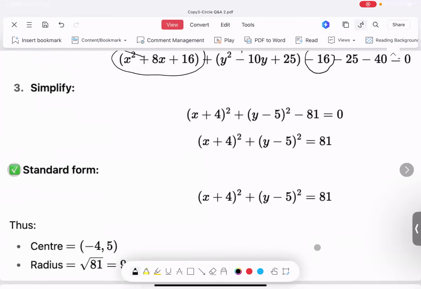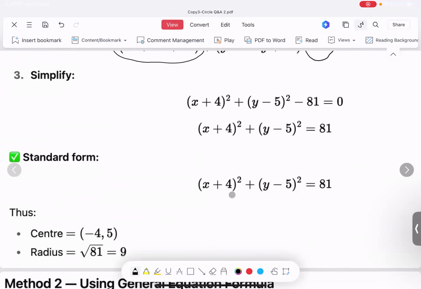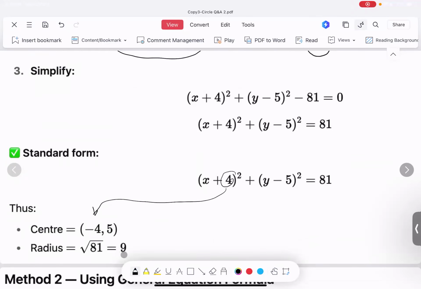So thus, the center is this one, plug into the formula it is negative 4. This one, negative 5 becomes 5, okay? So now the radius is square root of 81, so the answer is 9. So this one is using the completing the square method.